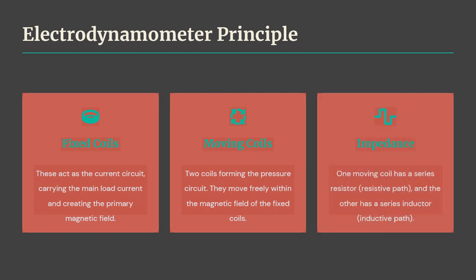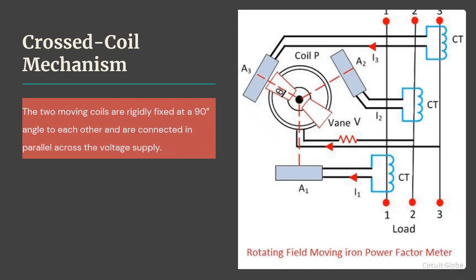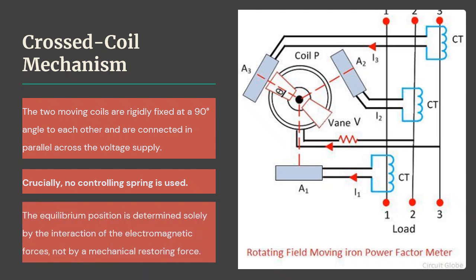Crossed coil mechanism. The key to the electrodynamometer is its unique mechanism. The two moving coils are rigidly fixed at a 90-degree angle, and crucially, there is no controlling spring. The equilibrium position of the pointer is dictated solely by the magnetic forces, which simplifies the design.